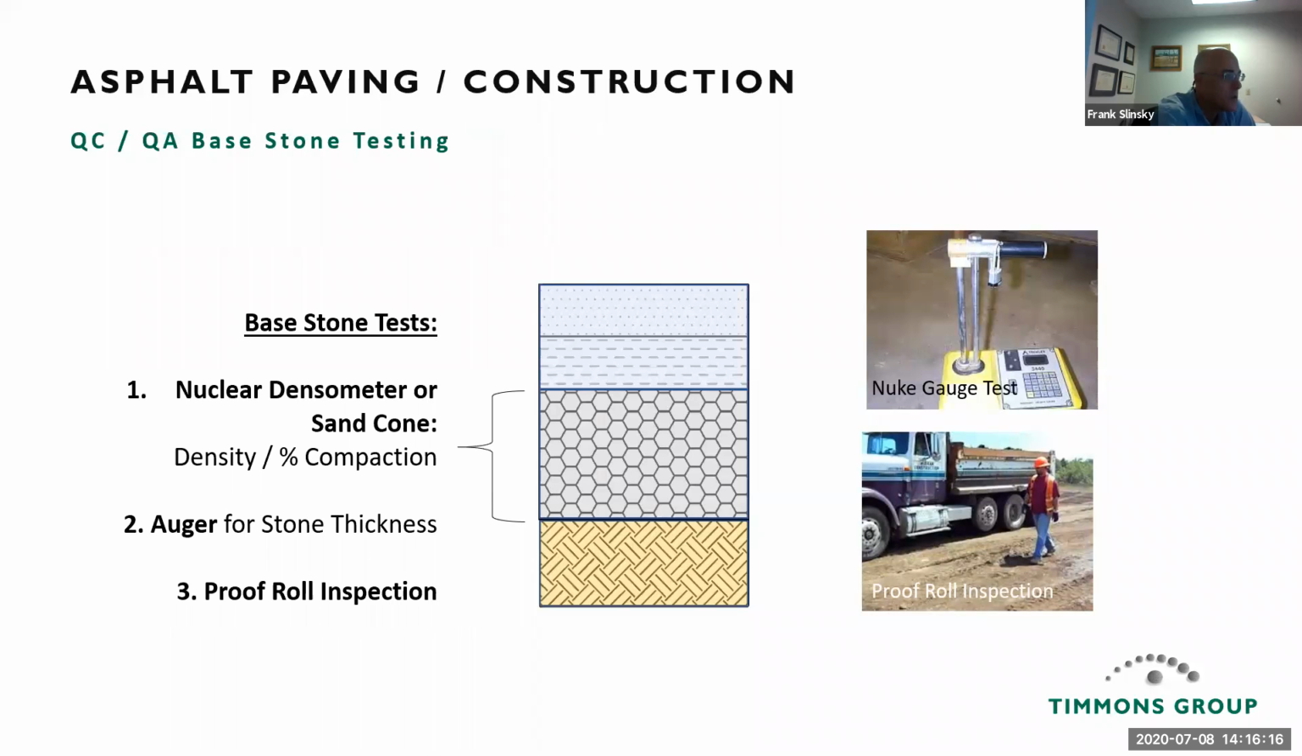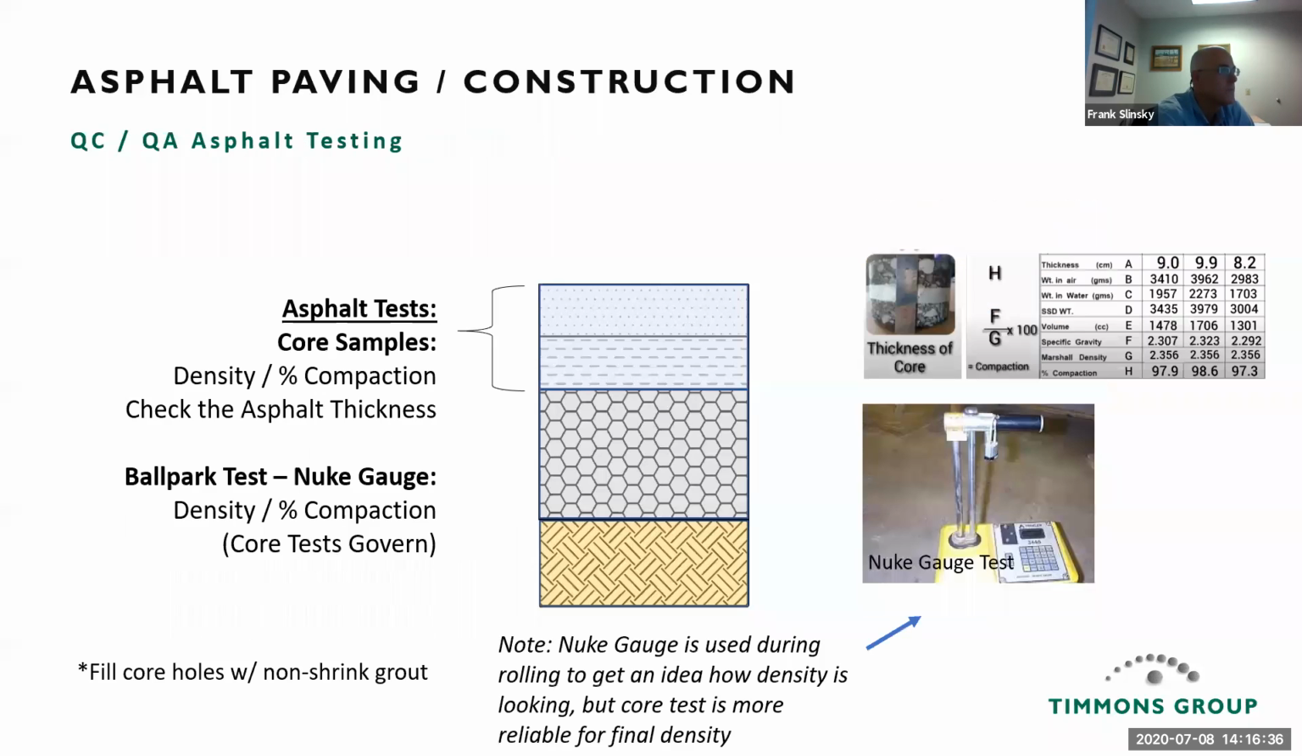Base stone tests include a nuclear densometer or sand cone method to get your density or percent compaction. An auger, or you could use a pick or something, but an auger is cleaner. You use that for your stone thickness. And proof roll inspection. An asphalt test requires core sampling to get your density, percent compaction, and test the asphalt thickness.